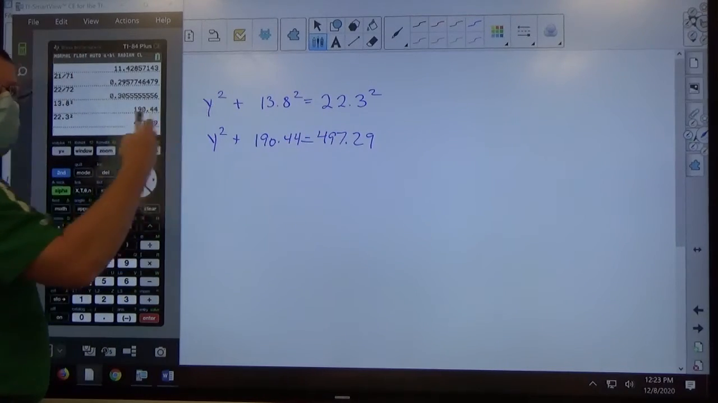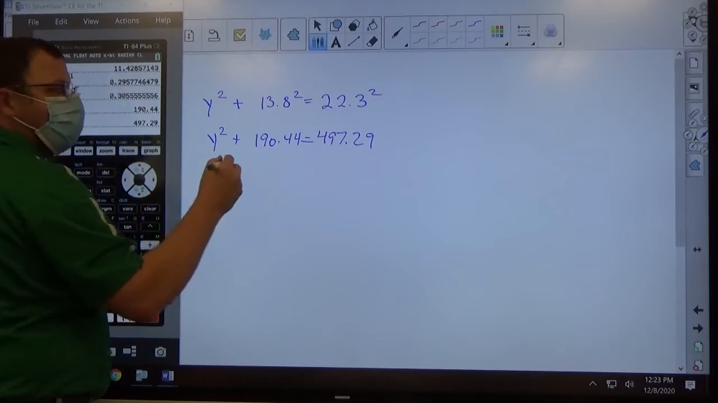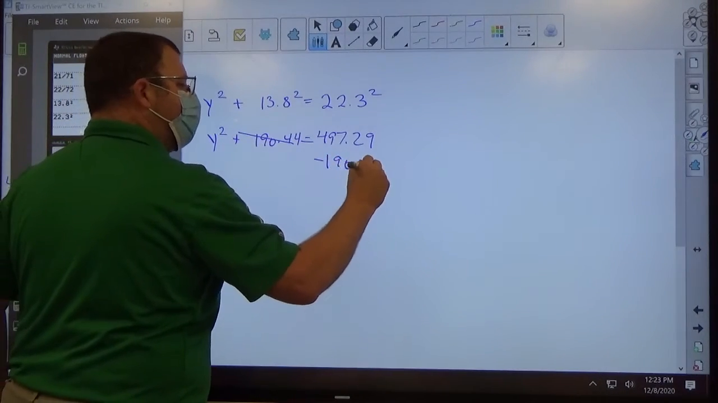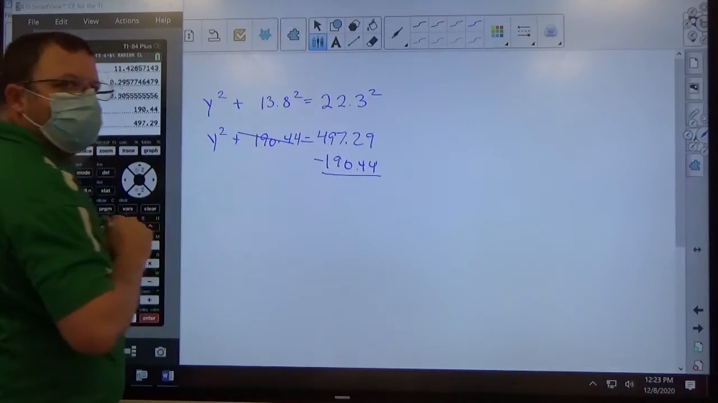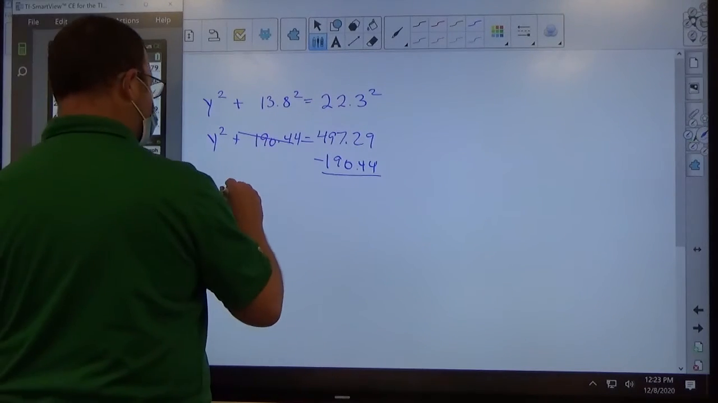So the theorem always says leg squared plus leg squared equals hypotenuse squared, but sometimes we have to move to the other side, which creates a subtraction instead of an addition to get what the missing piece is. So 497.29 minus 190.44 gets me y squared equals 306.85.